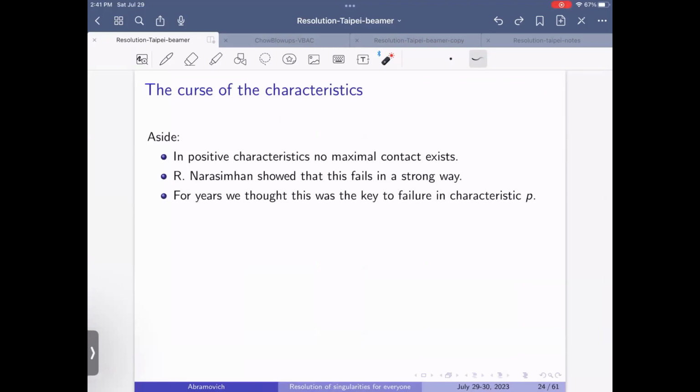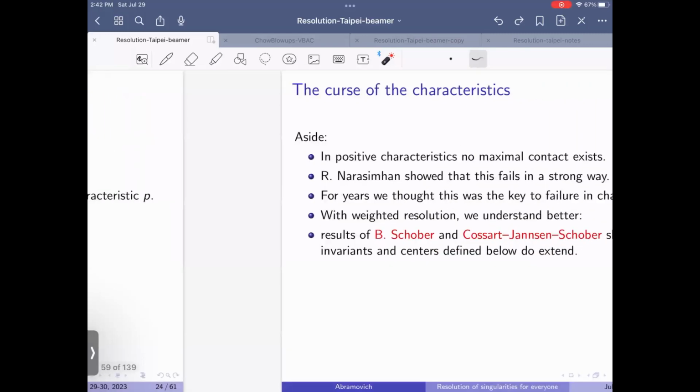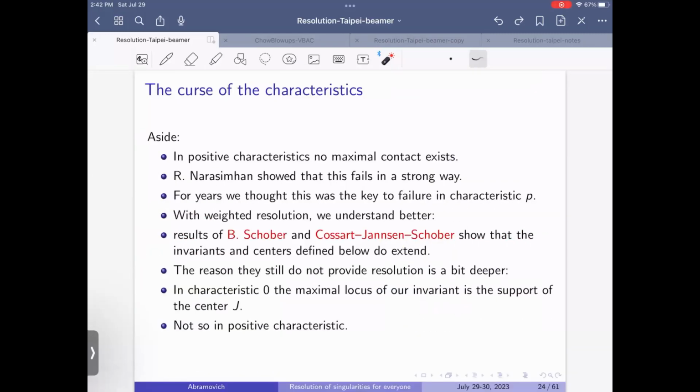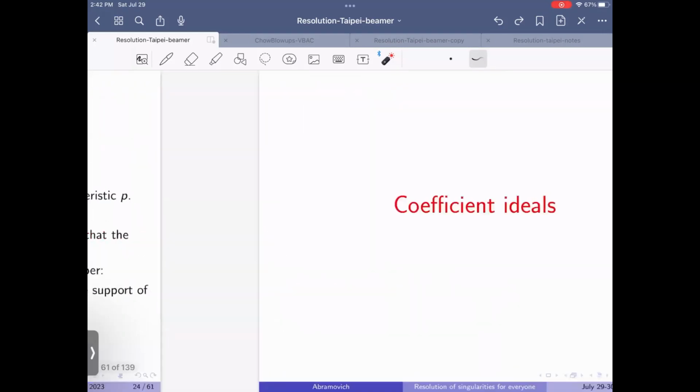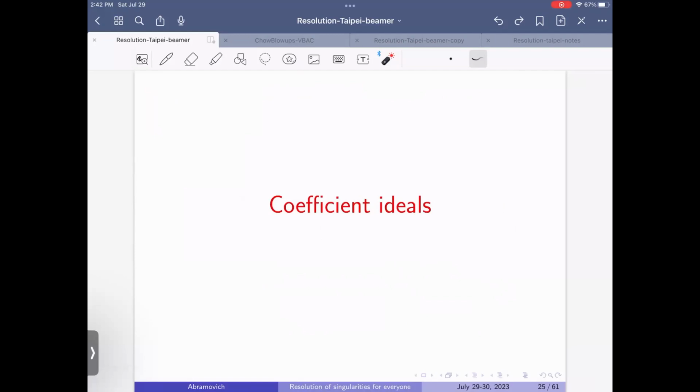postpone the curse of the characteristic for next time, or for if there are questions. There are reasons why. Maximal contact is the classical reason why resolution doesn't work in characteristic P. Our current Hironaka methods do not work in characteristic P. I wanted to say something about it, but it's not urgent.